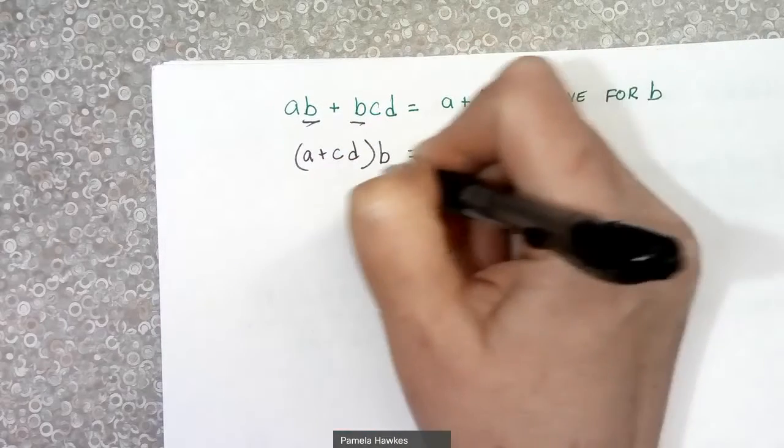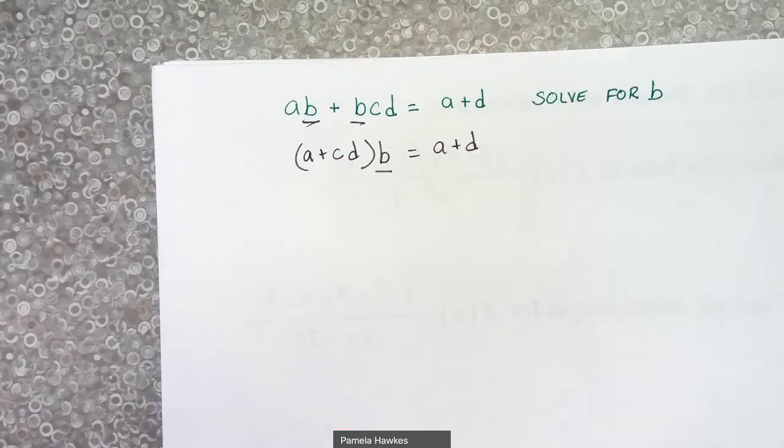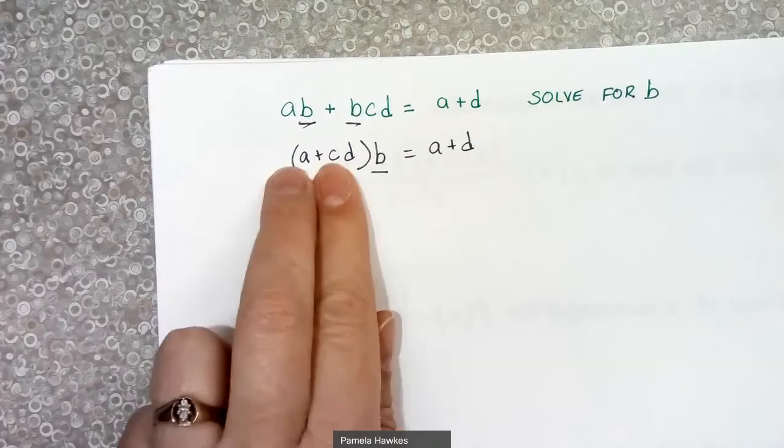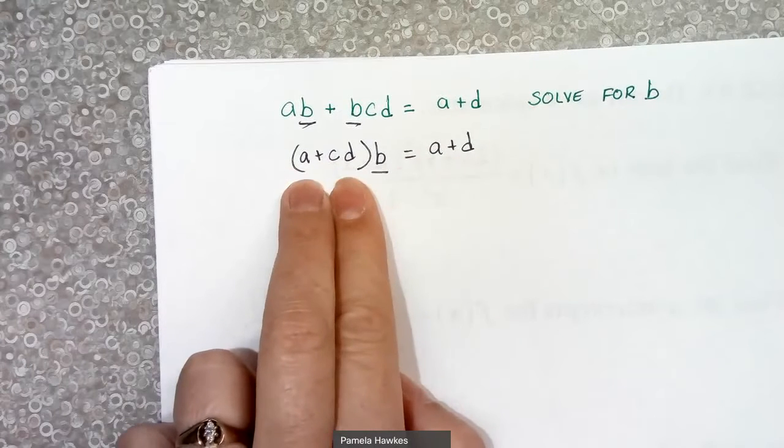Now I only have one B. That's good. Right? There you go, Peyton. How come? Okay, so here's what she said. I need to divide this onto the other side. How did you know to divide? Why don't I just subtract?